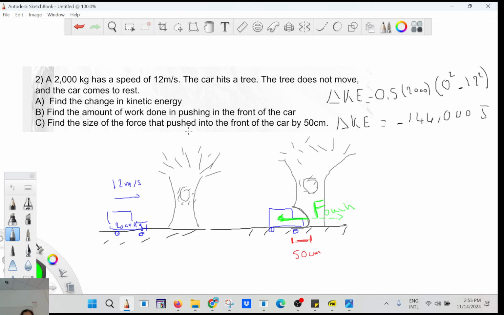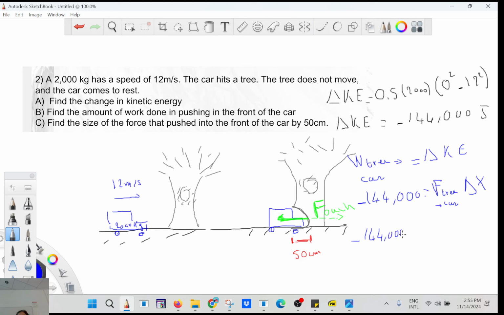Find the size of the force. Okay, so the work done by the tree on the car will be equal to the change in kinetic energy. So all that kinetic energy is going to be lost. And by definition, if there is a change in kinetic energy, that means a force was applied over a distance. Is that clear? So how come it lost that energy? Because there is a force from the tree on the car over a distance. And here we suppose the force is parallel to the displacement. Okay, so we have minus 144,000 equals the force from the tree on the car, and the displacement is 0.5.